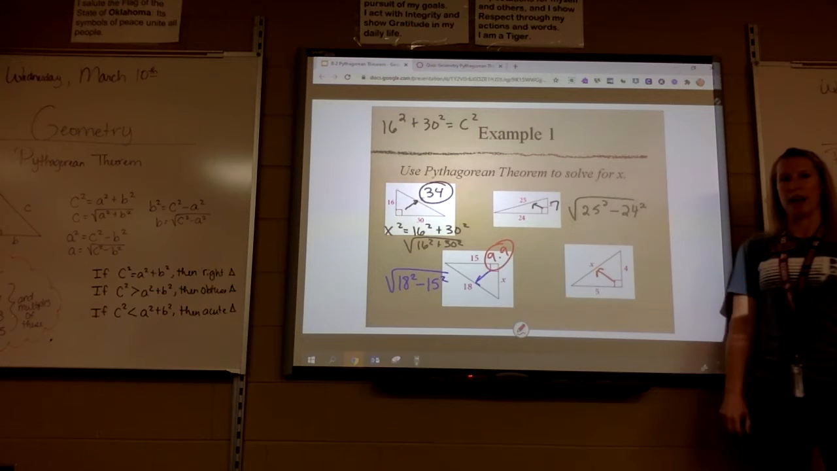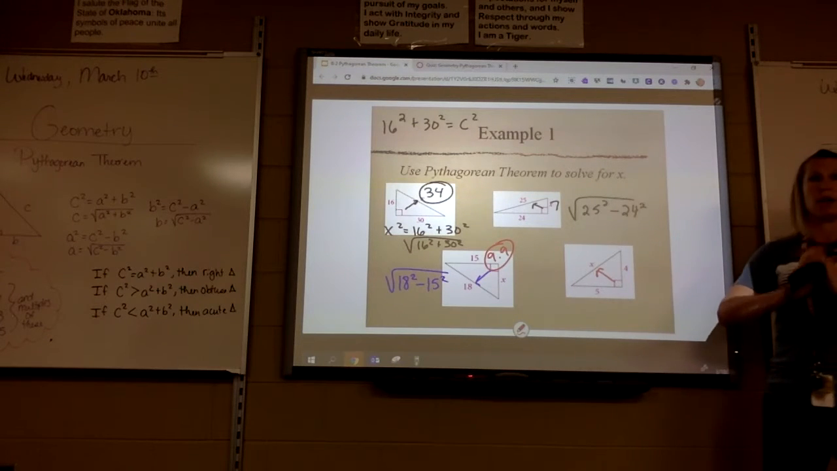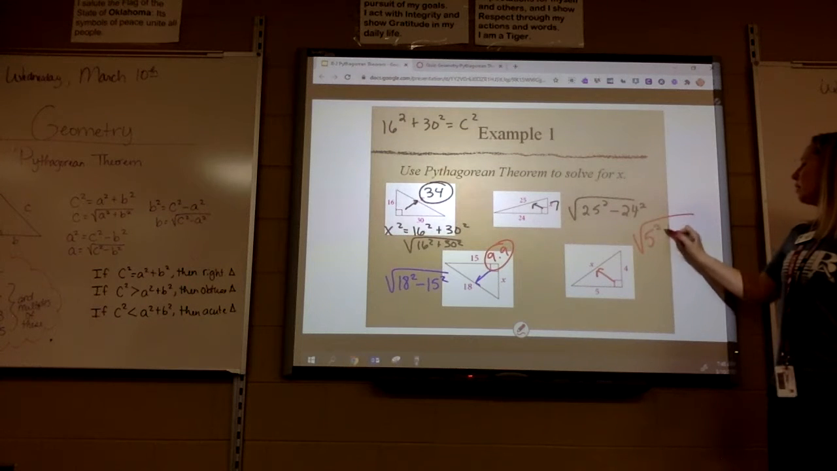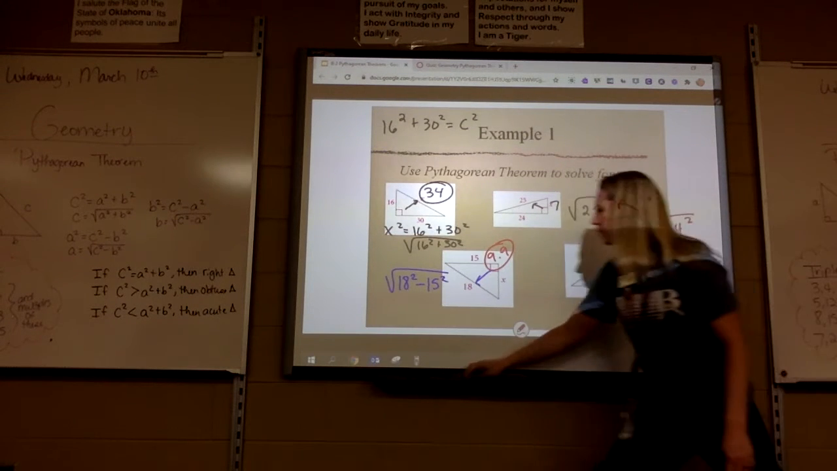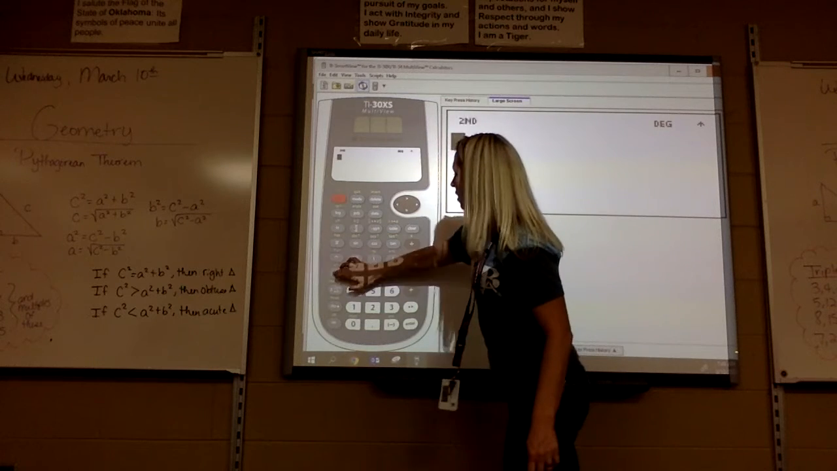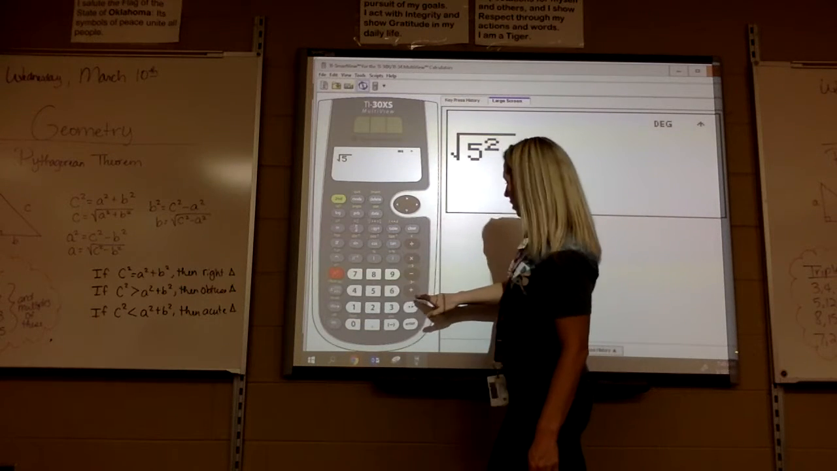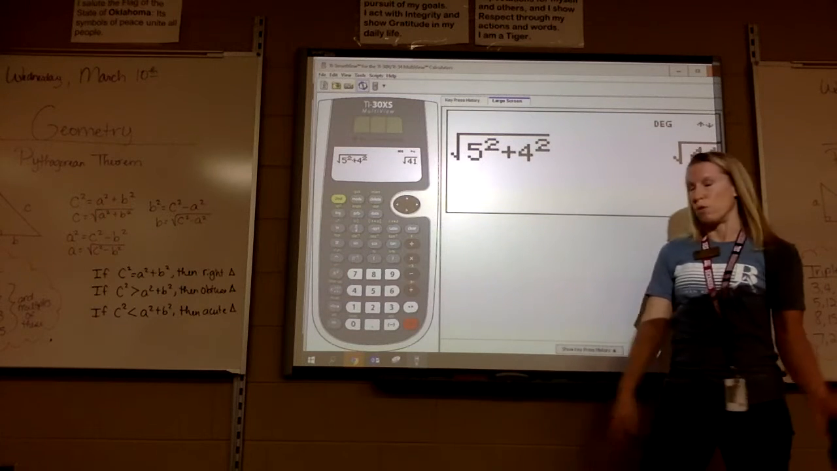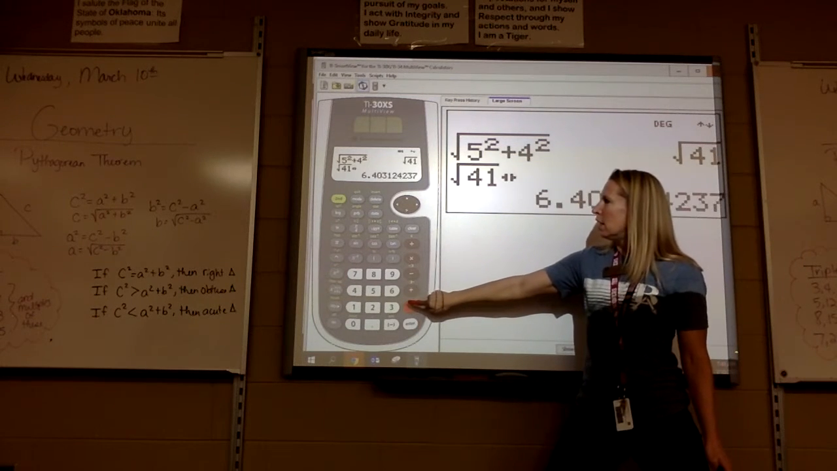do I know the hypotenuse? No. So do I add or subtract? Add. We want a bigger number, so you add 5 squared plus 4 squared. Hit enter, radical 41 or 6.4.